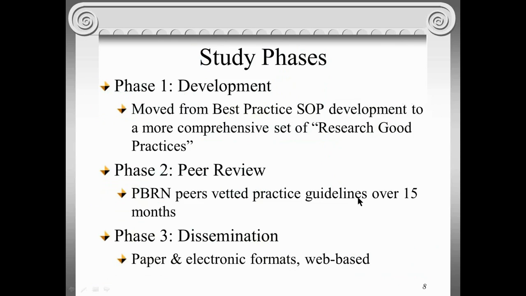Next slide. So there were three phases to the study, and in regards to the processes that we used, I think I'll just emphasize really the developmental process. Phase one lasted, the development really occurred over a time frame of 30 months, and it was followed more recently with a series of external peer review and then finally dissemination, of which this webinar is part.